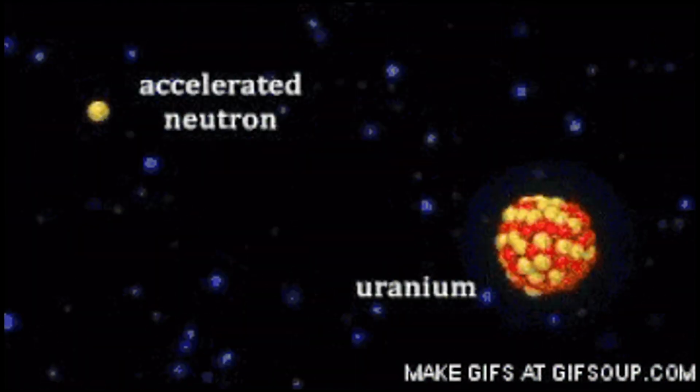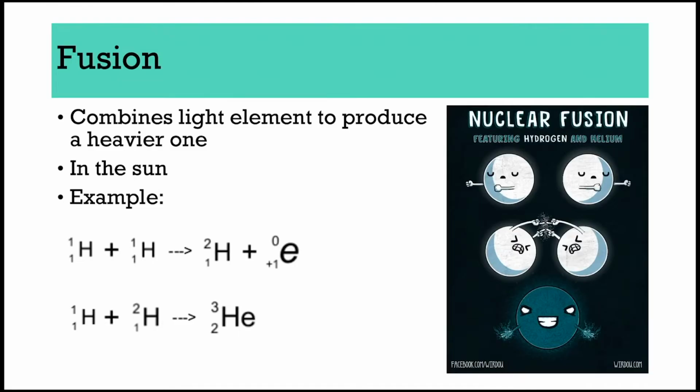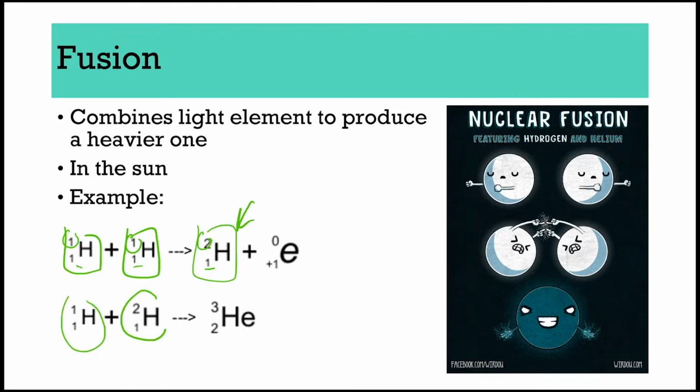Okay. Jumping forward is fusion, and this is when you have smaller or lighter elements coming together to form one heavier one. This is what happens in the sun, and this is where all the solar energy comes from. You have these tiny little hydrogen atoms. They come together to form a heavier hydrogen atom. Remember, it's an isotope because the mass changed, but since that bottom number stayed the same, it's still hydrogen. And now when you have a light and a heavy hydrogen coming together, you're forming helium. So again, it's these smaller things coming together.